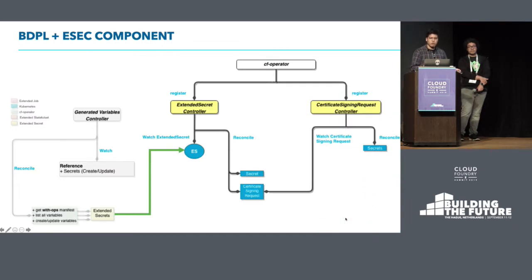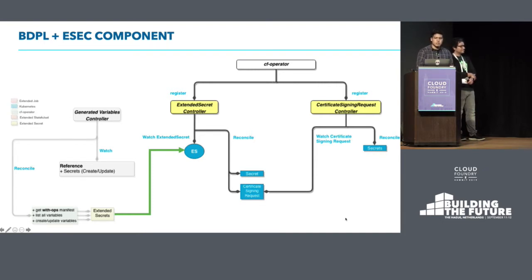If we go to the flow again about one of the controllers from the BOSH deployment component, which is the generate variables controller, we could see that once the user applied that YAML file, it will reconcile and just basically list all the variables and generate extended secrets. Once extended secrets are generated, there is the extended secret controller, which is the yellow one on the left. It will basically be watching for generation of extended secrets. So once that happens, it will, again, as is the nature of controllers, reconcile and generate secrets.